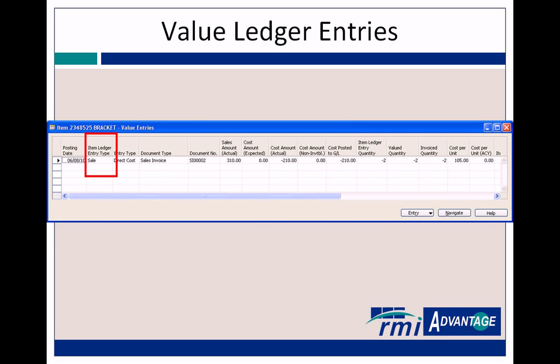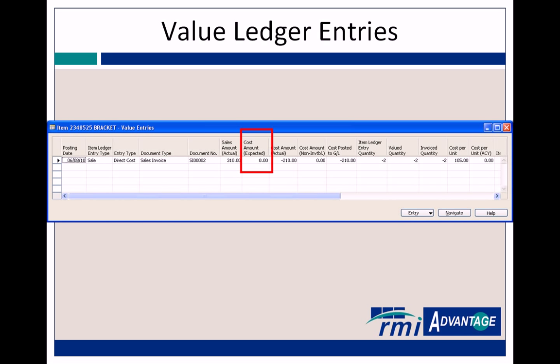When we take a look at the value entries that were created from that sale, we'll see first that our item ledger entry type is sale. Before, for the purchasing, it was purchase. And in this entry, we have a value populated in our sales amount actual field for the cost of the two brackets and the price that we charge for them. Our cost amount expected is 0 because there was no anticipated cost in this transaction.